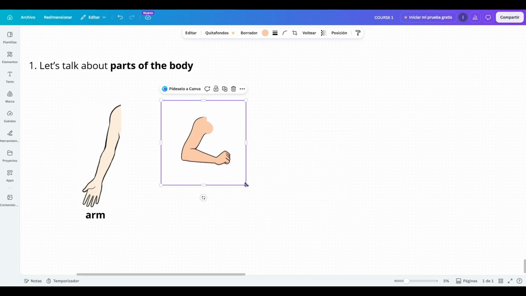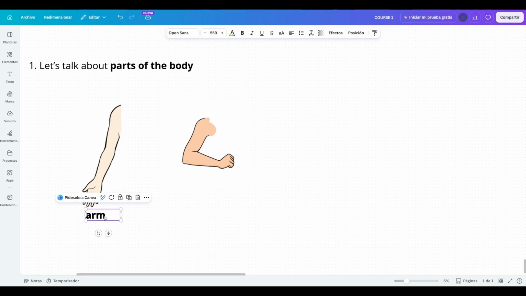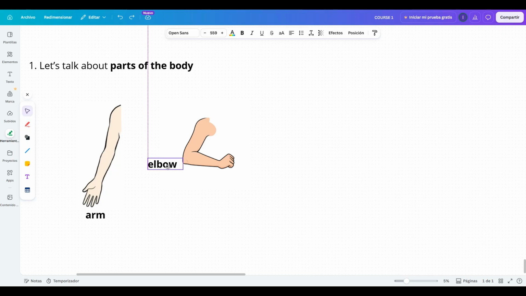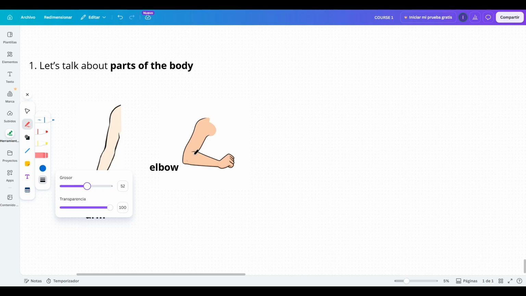Okay, what's this? Arm. Here we say this is elbow. Yes, elbow. This is an elbow. An arm, the complete one, yes. And this small part is an elbow. This part, yes. An elbow. Please, this part is an elbow.